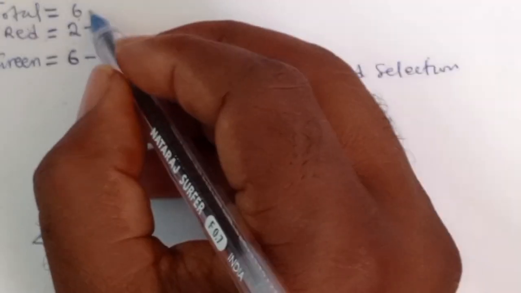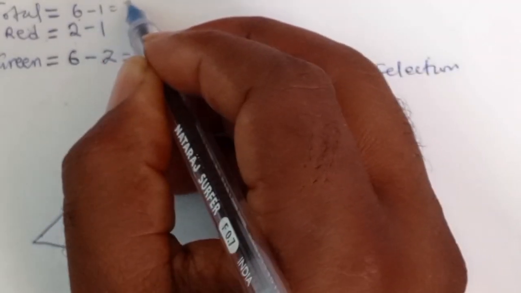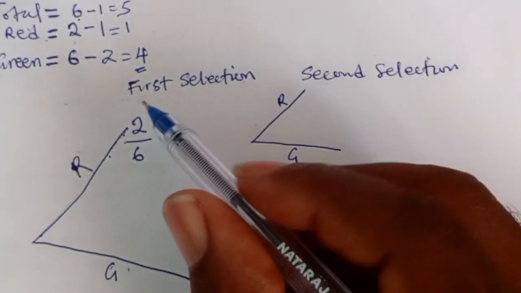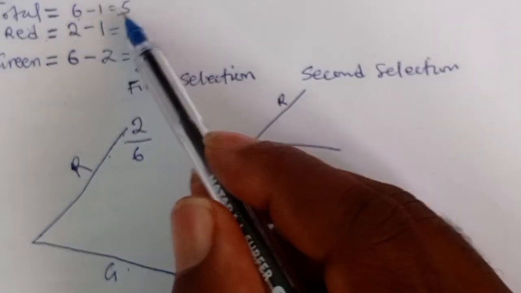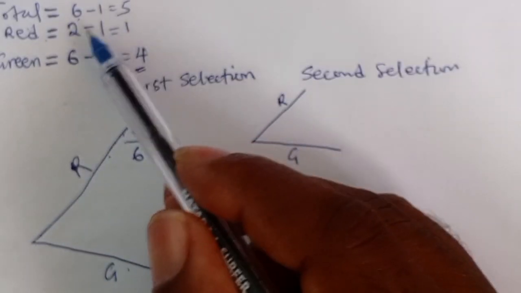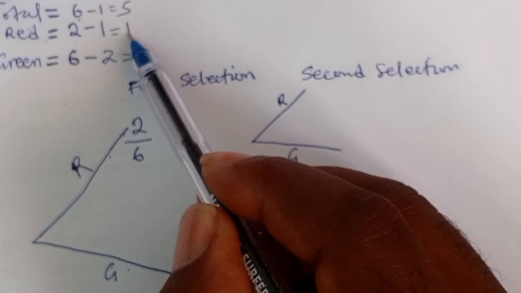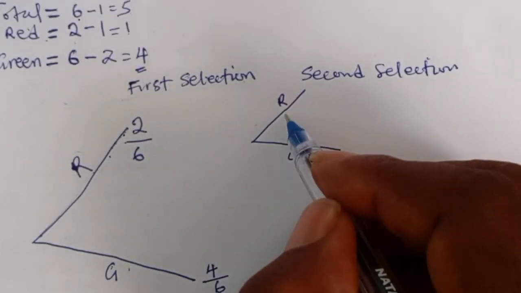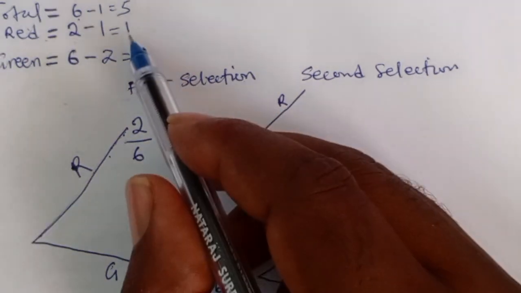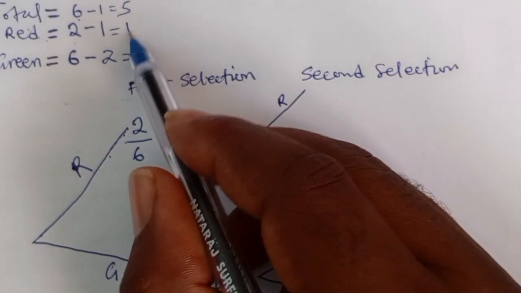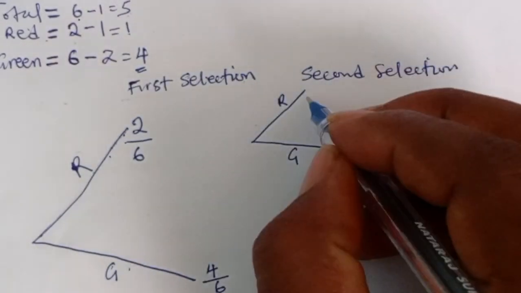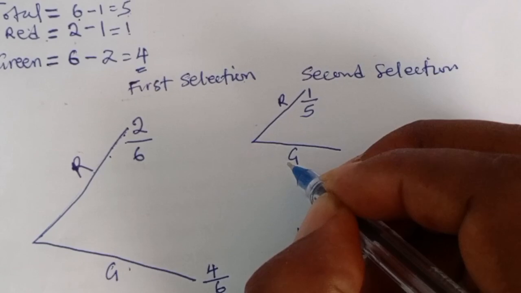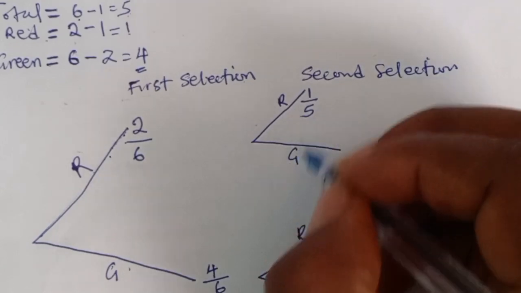And the total number of beads will remain 5. Okay? The total number of beads will be 5. Then we'll remain with 1 red. So now in the second selection, suppose I pick another red. So I'm remaining with 1 red and the total number of beads is 5. So the probability will be 1 over 5. That is my second selection.